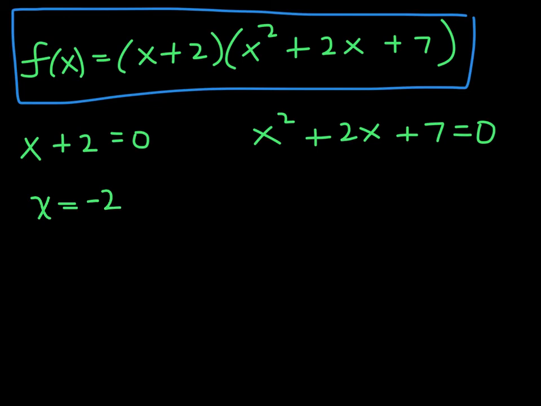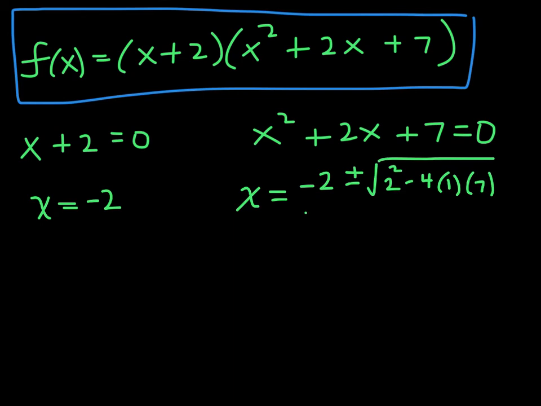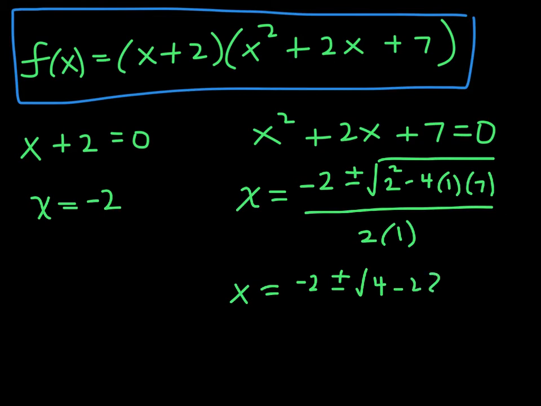For the quadratic formula, we'll get x is equal to negative 2 plus or minus the square root of 2 squared minus 4 times 1 times 7. This is the quadratic formula. All over 2 times 1. So then x would be equal to negative 2 plus or minus the square root of 4 minus 28. And then all of this is over 2.